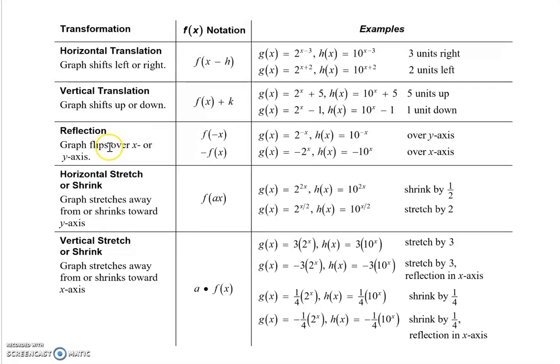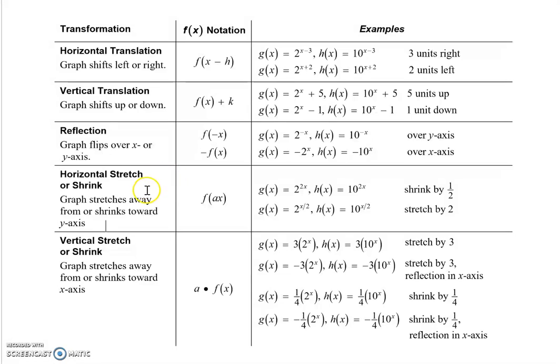If it's a reflection and it's a negative on the x, then that means a reflection over the y-axis. If it's a negative in front of the whole function, a reflection over the x-axis.